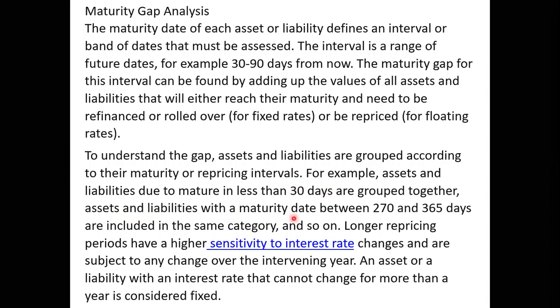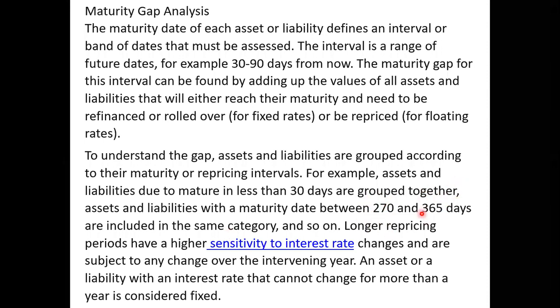Assets and liabilities with a maturity date between 270 and 265 days, almost 1 year, are included in the same category. Here, assets mature in 270 days and liabilities mature in 260 days. So they are almost equal, and therefore included in the same category, and so on.